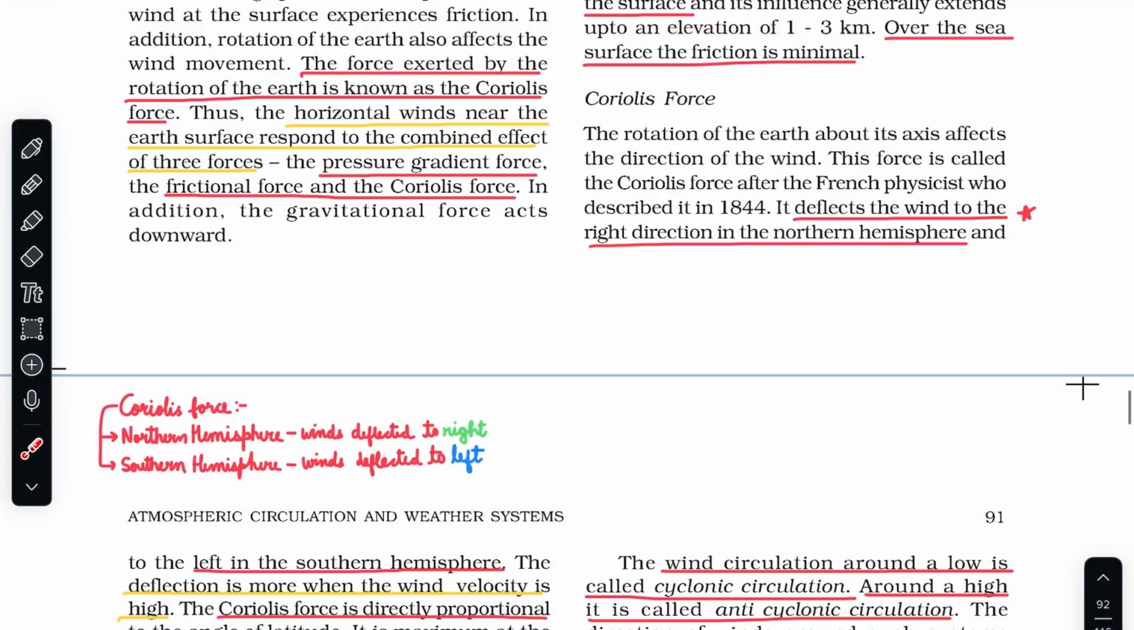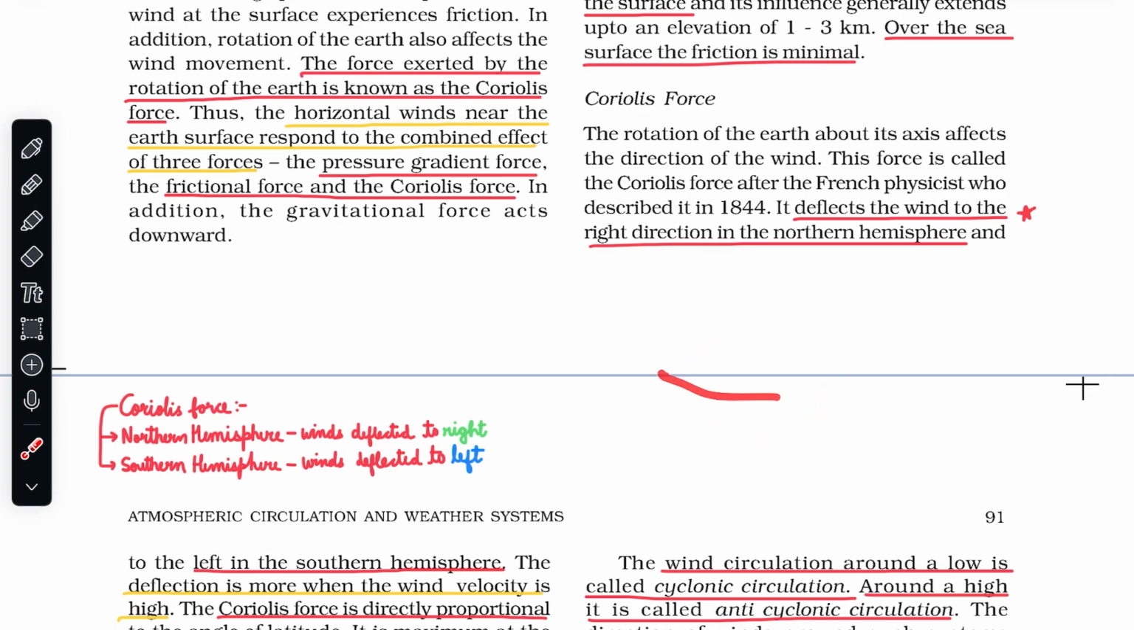Then comes the Coriolis force. The rotation of the Earth about its axis fixes the direction of the winds. The force is called the Coriolis force after the French physicist who described it in 1844. It deflects the wind to the right direction in the northern hemisphere.